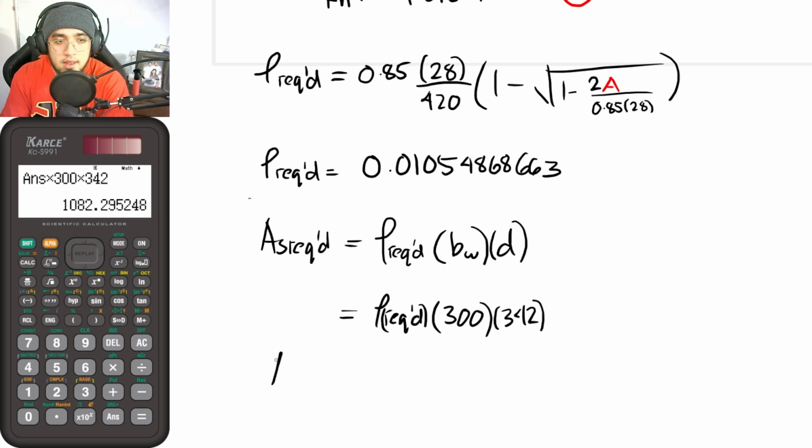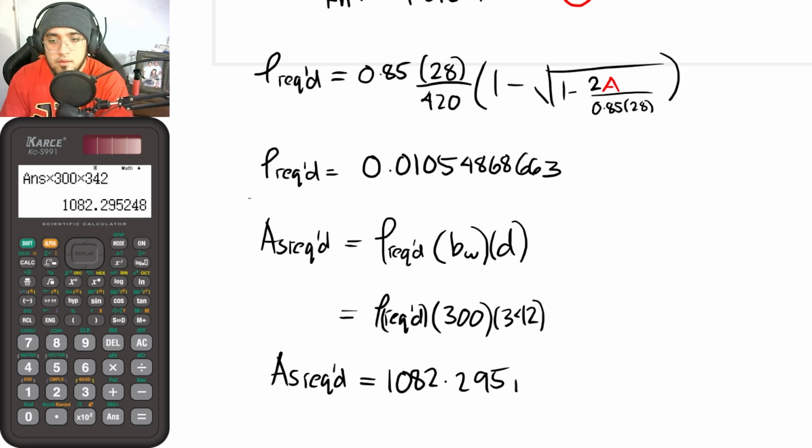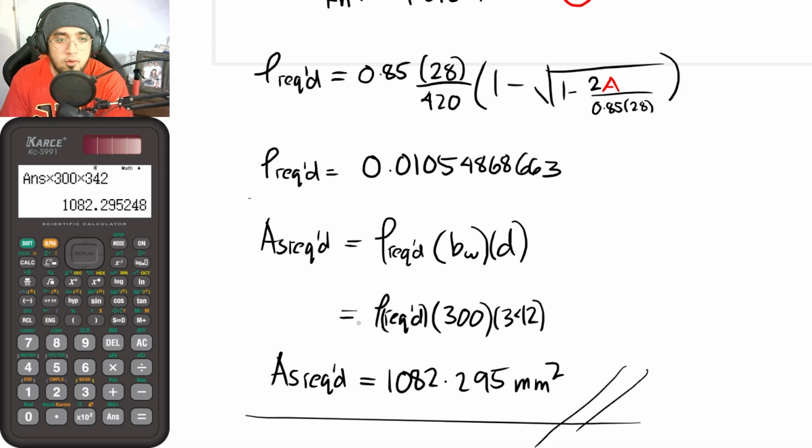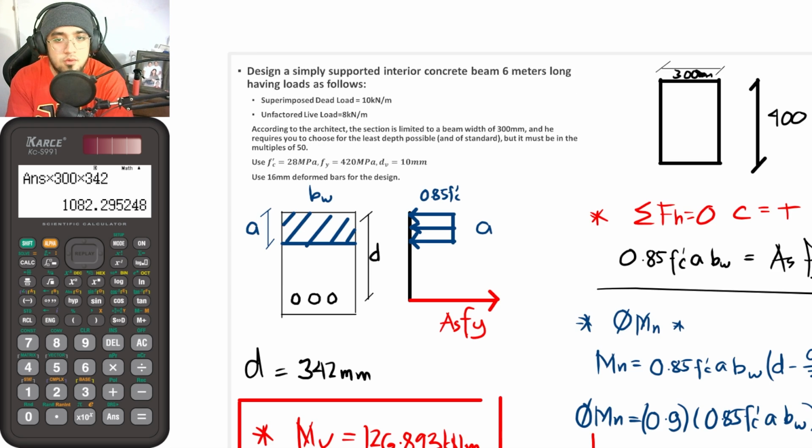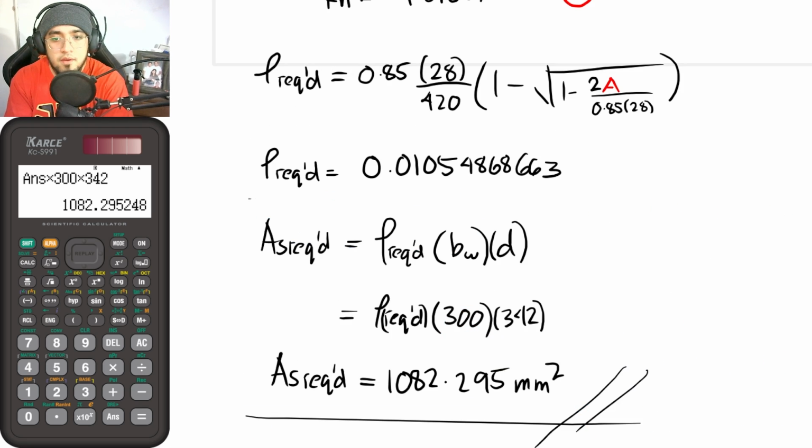As you can see, our AS required is now equal to 1082.295 millimeter squared. So this is now my AS required. And if we go back to our previous solution, where was that? In our previous solution, this was, so not that.